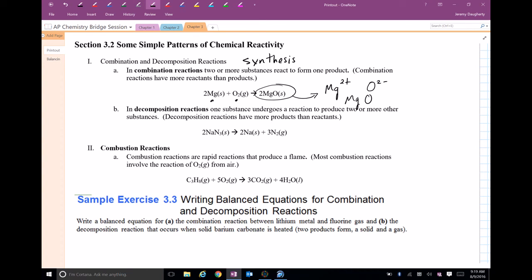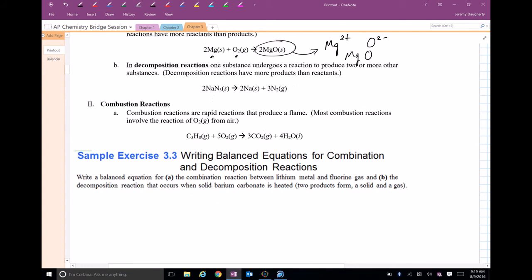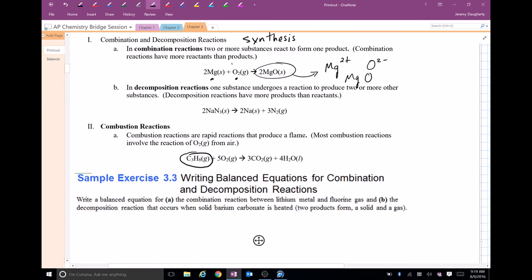Combustion reaction I mentioned already. A combustion reaction is always going to be a hydrocarbon plus oxygen. So even though this magnesium has oxygen combining with it, it's not a combustion reaction. It's a synthesis reaction. Combustion has to be a hydrocarbon.